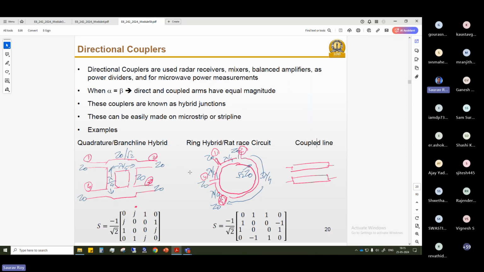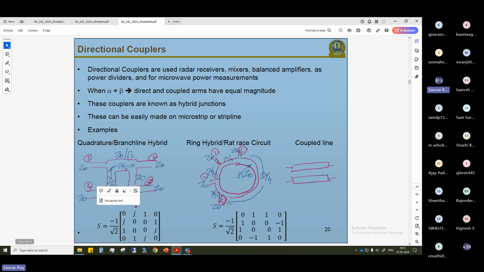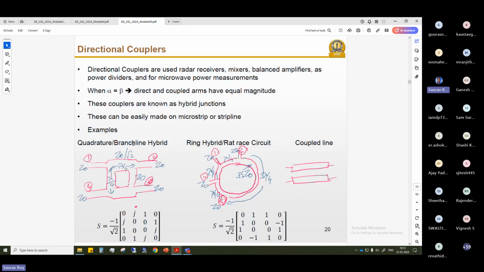So please look into the theory if you want a more in-depth analysis of the mathematical part, like odd-even analysis, which is done in the Pozar book itself. But if you do, you will find an S parameter matrix like this for a quadrature line. It has 4 ports. The in-between lines are all lambda by 4 sections, and the characteristic impedance is Z0 by root 2. That means it is around 35 ohm for a 50 ohm line.